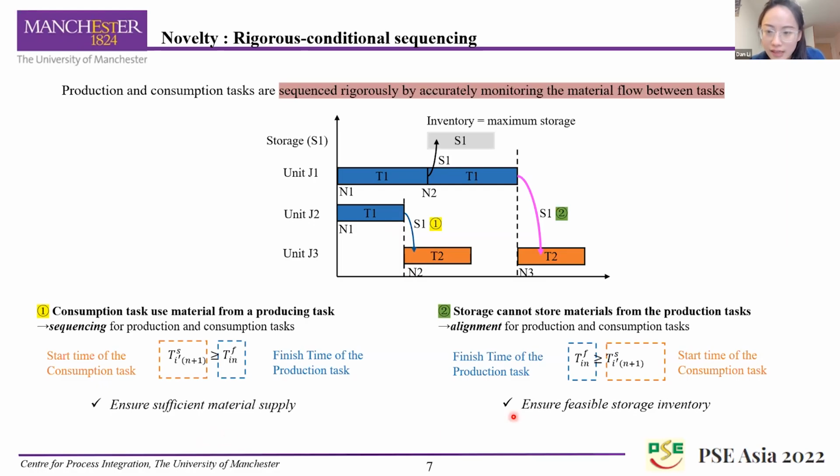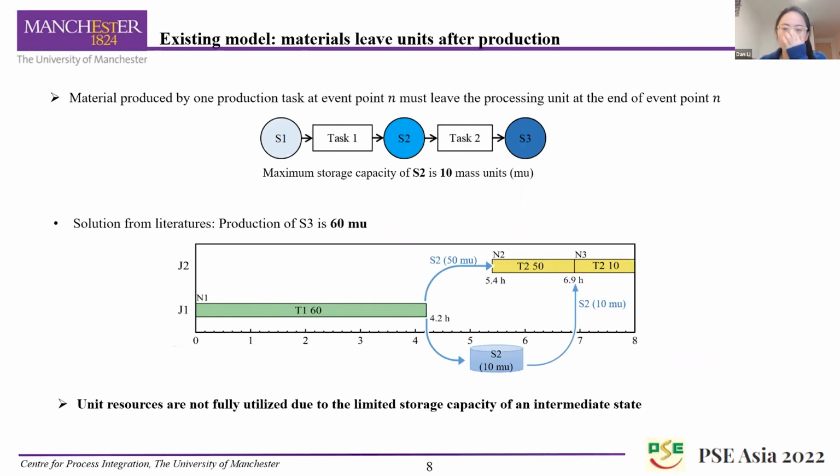And in the second case, if the storage can store material from the production, the finish time of the production task should be smaller than the consumption. This can ensure the storage inventory does not exceed the maximum storage capacity. In addition, in current models, material produced by one production must leave the processing unit at the end of the event point.